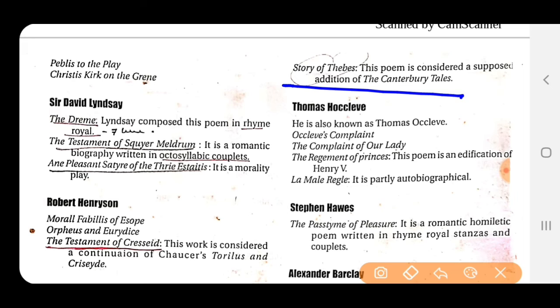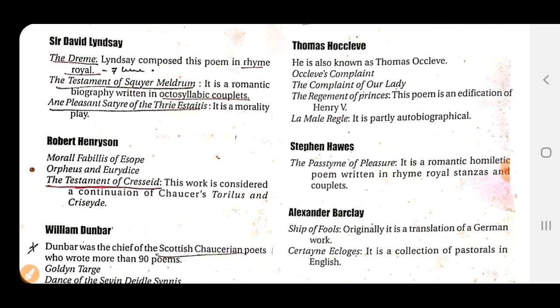Thomas Hoccleve. He is known as Thomas Hoccleve. Hoccleve's Complaint. The Complaint of Our Lady. The Regiment of Princes. This poem is an edification of Henry V. La Male Regle. It is a partly autobiographical poem. Next is Stephen Hawes. The Pastime of Pleasure. It is a romantic homiletic poem written in rhyme royal stanza and couplet.